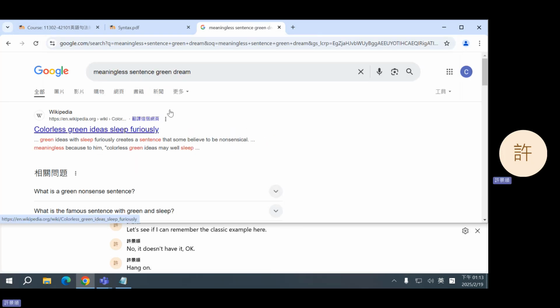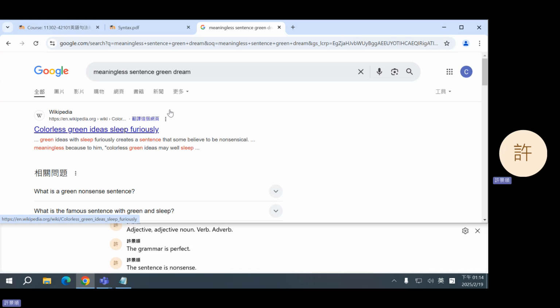There we go. Colorless green ideas sleep furiously. Adjective, adjective, noun, verb, adverb. The grammar is perfect. The sentence is nonsense.